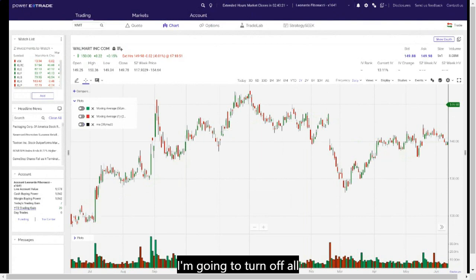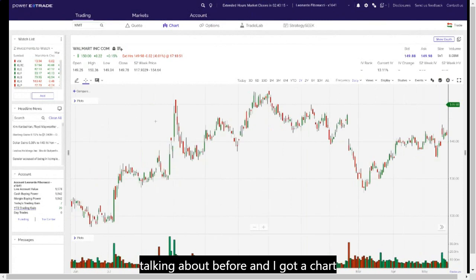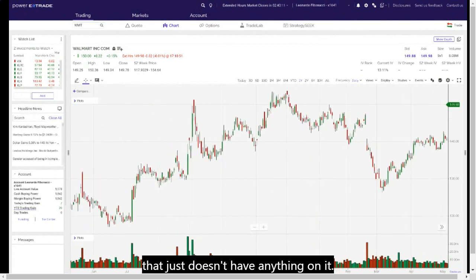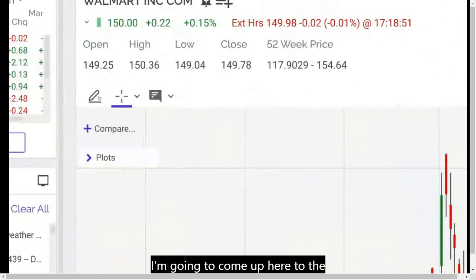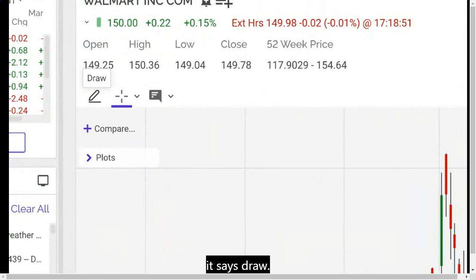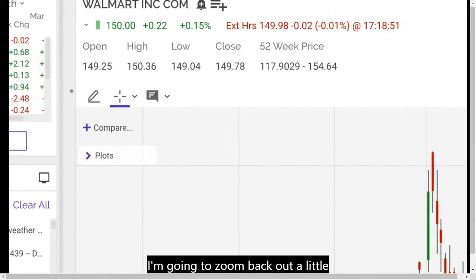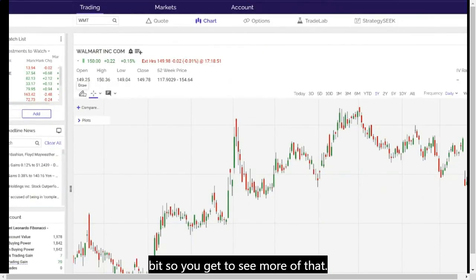I'm going to turn off all the moving averages now. So I'm now stuck with what I was talking about before, as I've got a chart that just doesn't have anything on it. If I want to start drawing my own lines, I'm going to come up here to the upper left corner of the chart, and you'll notice in the far upper left corner is an icon that if I hover over it, it says draw. So I'm going to click on that. I'm going to zoom back out a little bit so you get to see more of that.